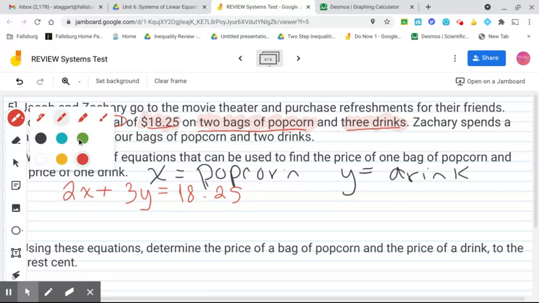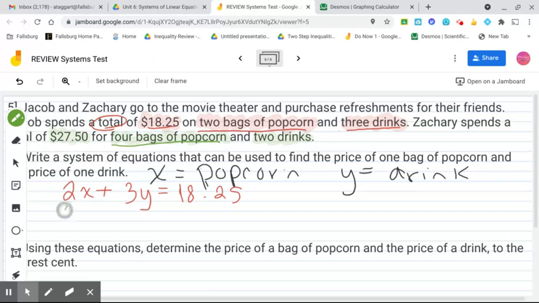Okay, and our second equation, well, we spent $27.50 for 4 bags of popcorn and 2 drinks. So very similar to the one before. We have 4 bags of popcorn, so that's 4X plus 2 drinks, 2Y, and that's equal to $27.50. So that right there is my system of equations.